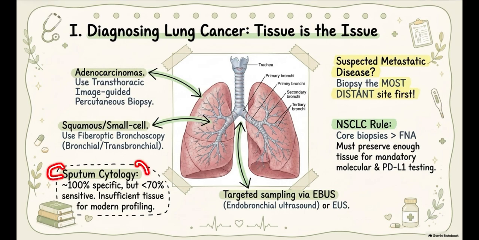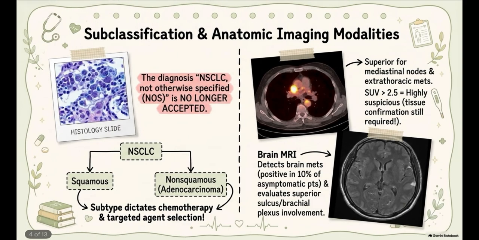Finally, beware of the limitations of sputum cytology. It is nearly 100% specific. However, its sensitivity is less than 70%. It simply does not provide enough tissue for modern genetic profiling.